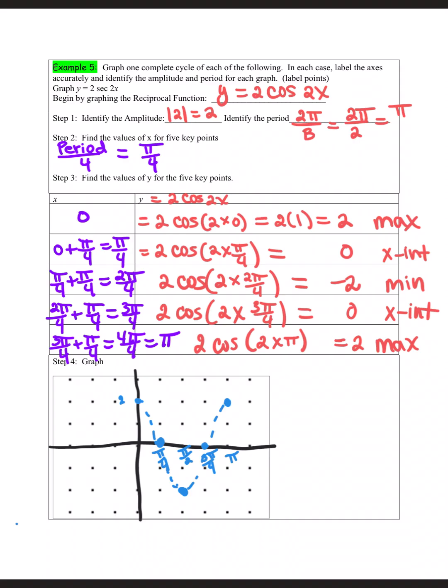Now, to do the secant function, everywhere I see an x-intercept, I'm going to go ahead and draw my vertical asymptotes. So my x-intercept is at x equals pi over 4.